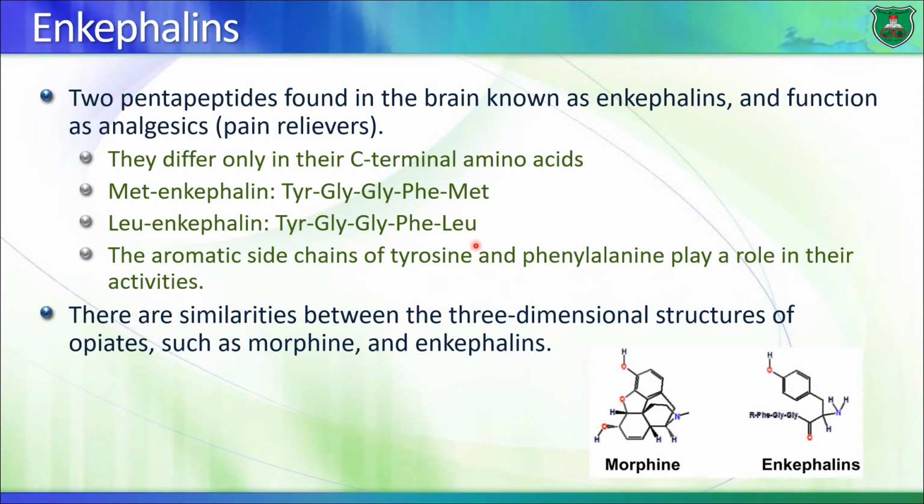Now, the important part of the peptide is basically the tyrosine and the phenylalanine. So that's what they do. Now, they function similarly to morphine. You know, morphine, the addictive substance. So they have a similar structure right here. This is the tyrosine part of the molecule.